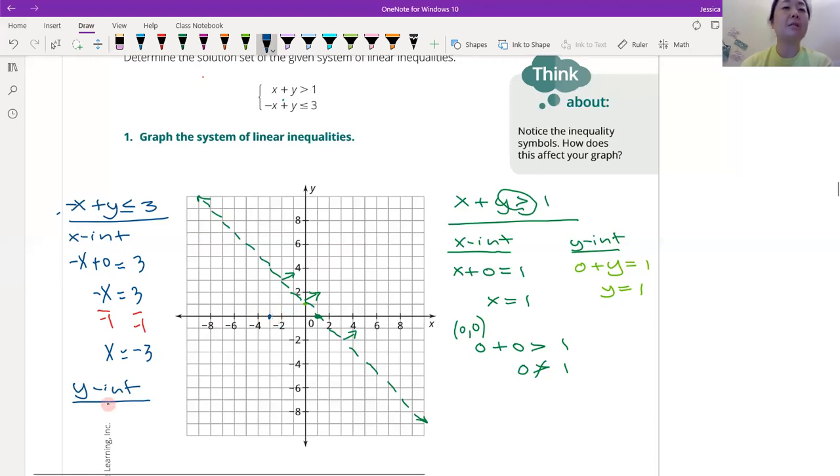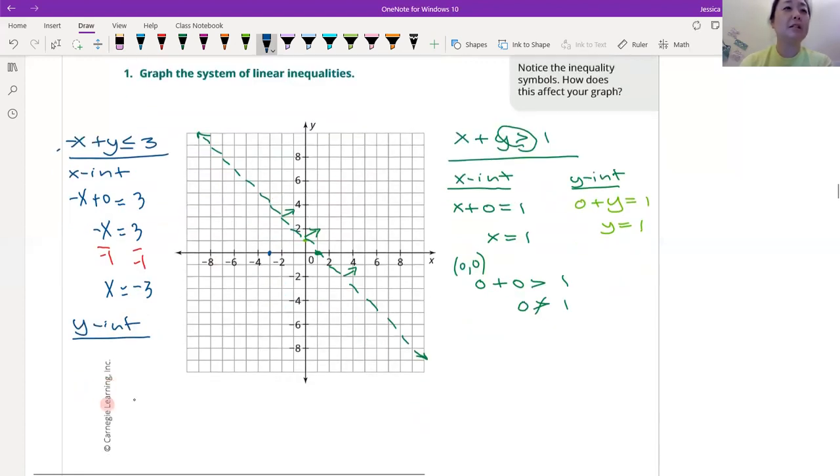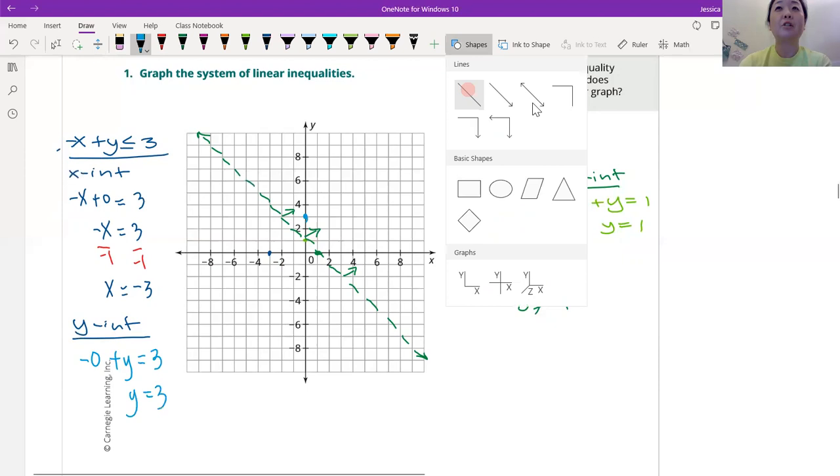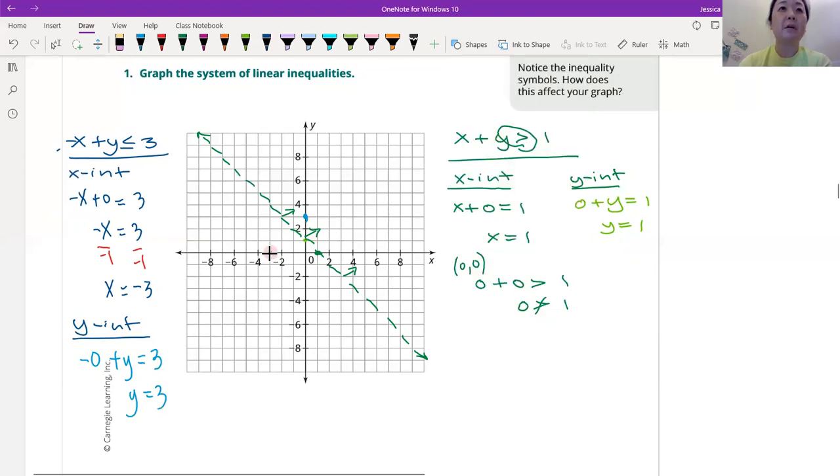And my Y-intercept is going to be, this is when X is equal to 0. So actually, let me make this the light blue color. So -0 plus Y is equal to 3. So -0, just 0. So Y is equal to 3. We're going to go up here, 3. This is greater than or equal to, so we can use a solid line. Oh, let me use the shape here. Here's my line.